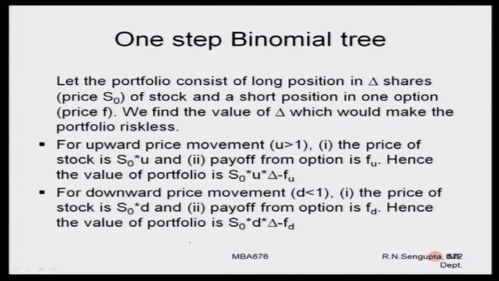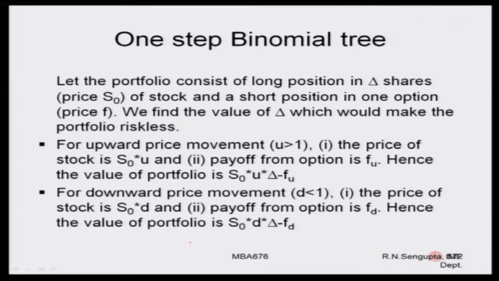So, considering a long position in delta shares at a stock price of S0 initially, and we have a short position in one option, at a price of F. I am denoting the option not by P or C, because we are using the symbol P for the probability, so in order to not make things confusing, we are not going to use P and C as we used earlier for the put and call option. We find the value of delta which would make the portfolio riskless. We have seen it in a very simple numerical example in the last slide, but we will continue it in order to make it much more general.